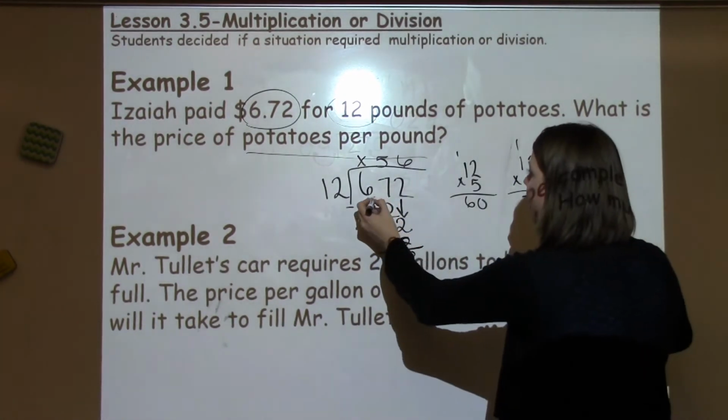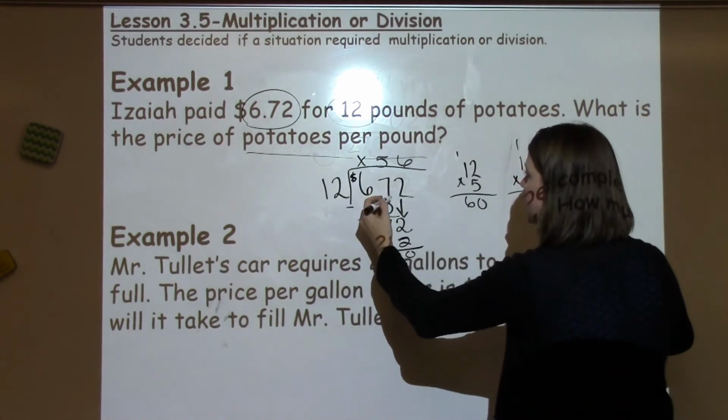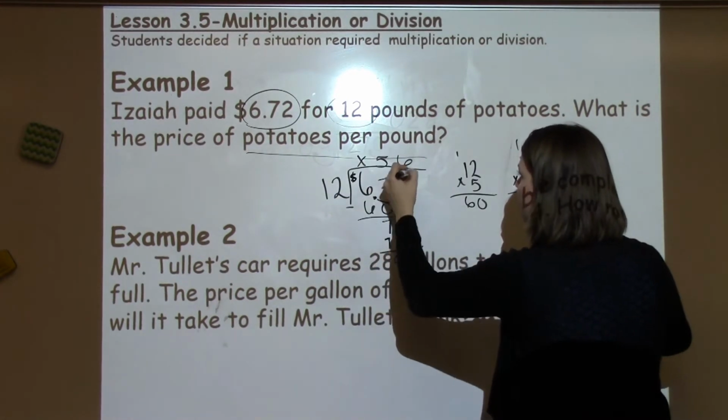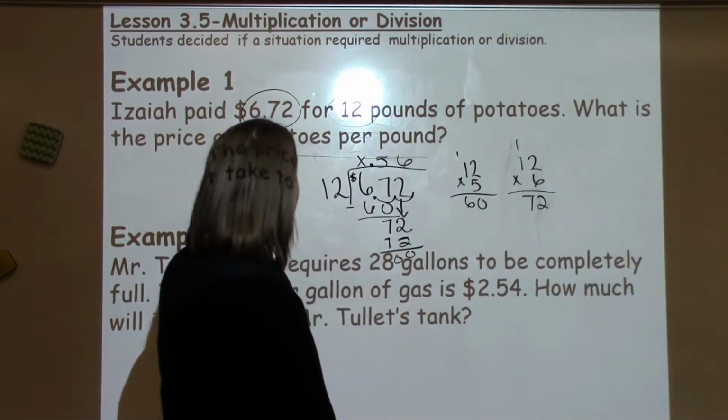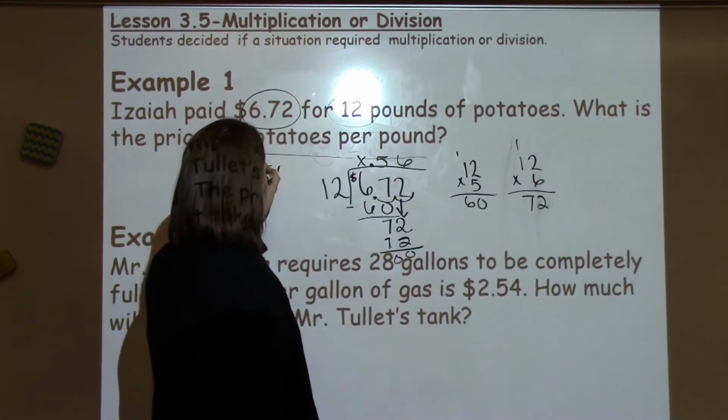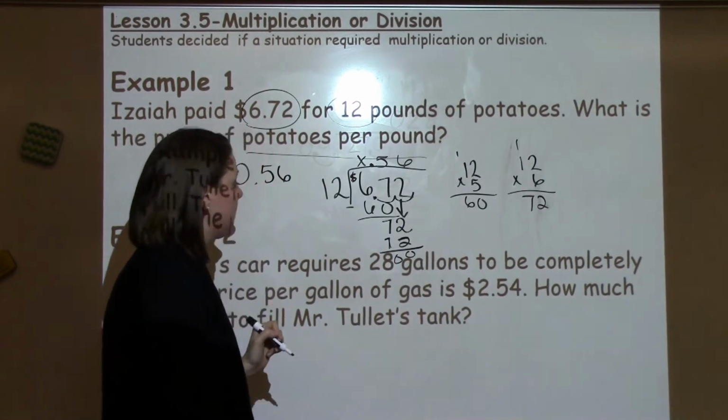Now notice that we have a decimal in here, and it's money. I can go over 1, 2, over 1, 2, and look that I have 56 cents. So the price per pound is 56 cents per pound for his potatoes.